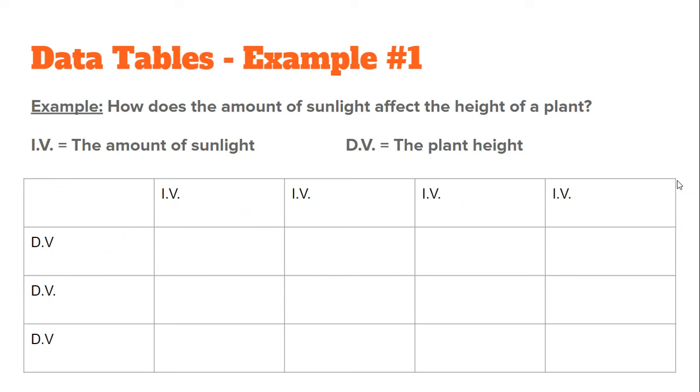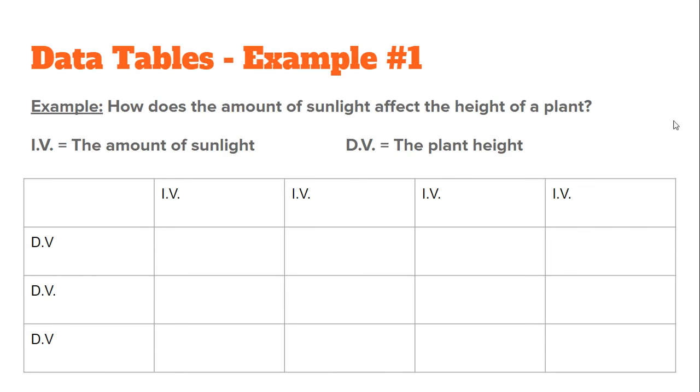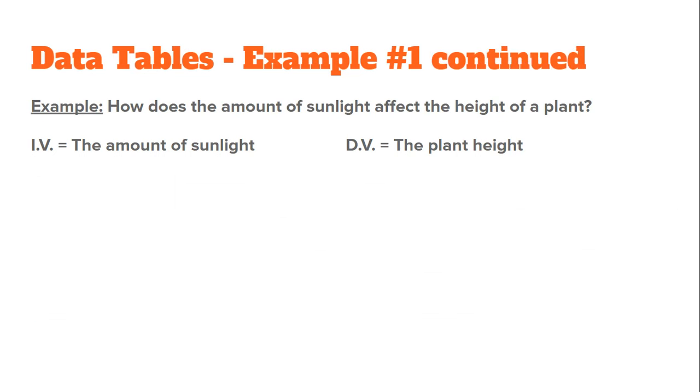Let's take a look at an example from earlier, from presentation number 1. One of our examples was this question: how does the amount of sunlight affect the height of a plant? Remember, you want to label things about your amount of sunlight or independent variable above the columns, and things about the dependent variable along the rows. Let's take a look at what this might look like in a completed labeled data table.